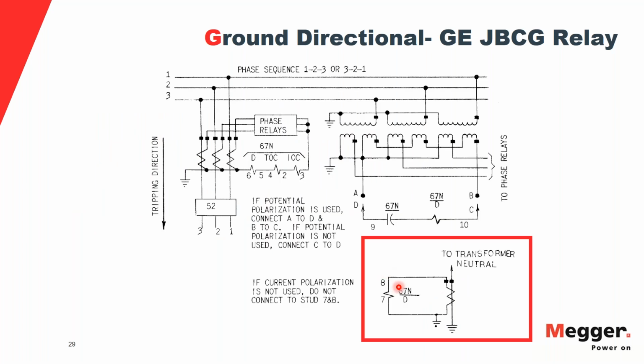So here is the connection drawing for the JBCG relay. If potential polarization, the zero sequence polarization, is used, you connect A to D and you connect B to C. This is nothing but a broken delta PT. If you are using current polarization, zero sequence current polarization, for this relay, then you have to connect it from studs 7 and 8, and studs 7 and 8 are taking it from the transformer neutral CT. So depending on what you want to select, you can choose one of them.